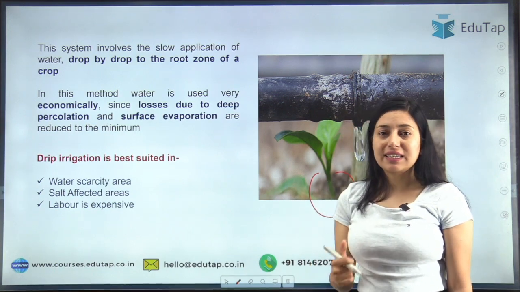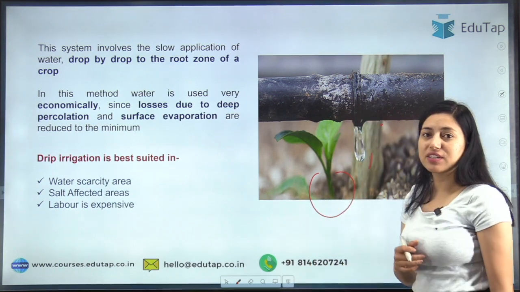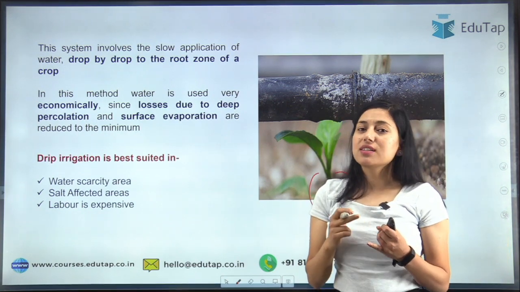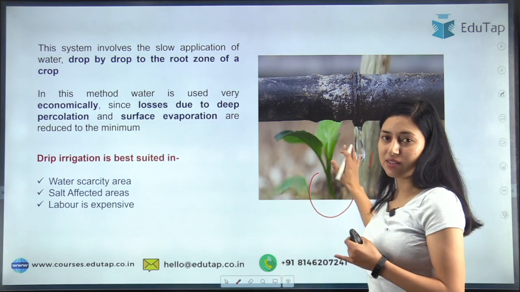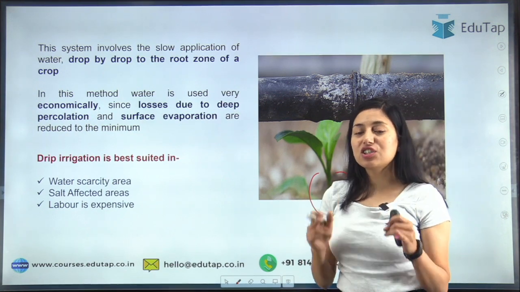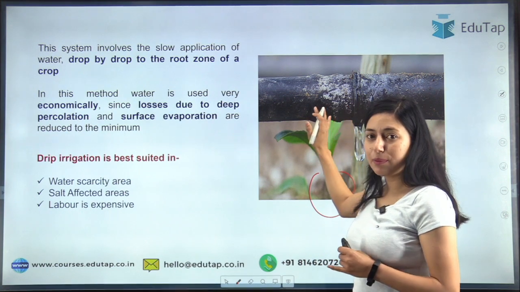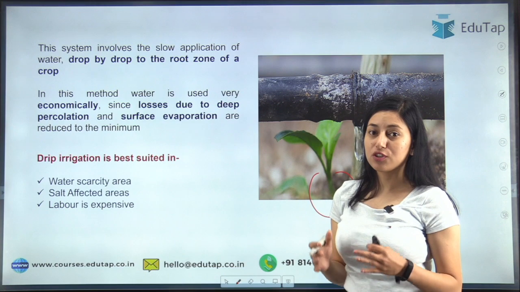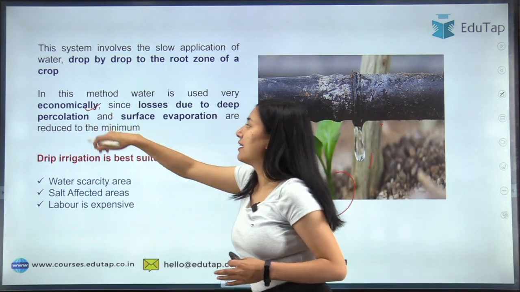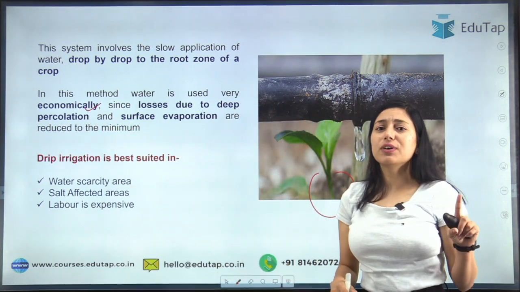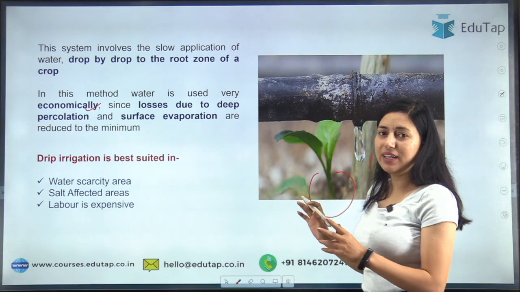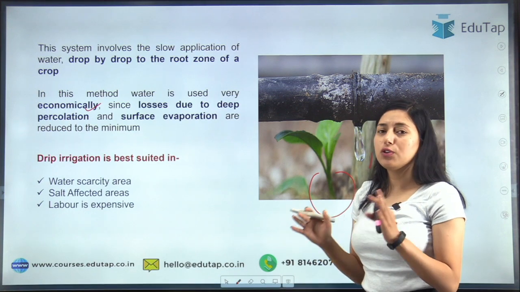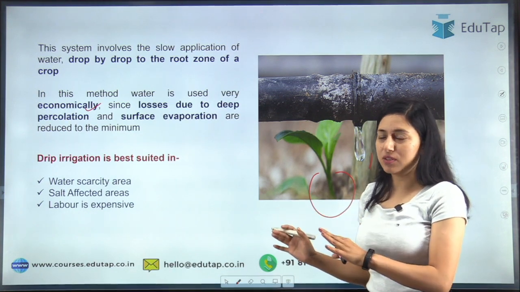Now, let's see the advantages of this type of irrigation system. This is called economical because the initial cost is high for installation of the drip system. You have to bear just the initial cost for installation of this type of system. After that, you don't need any labor for the irrigation. So that is why it is called an economical system. Only once you have to install this drip in your field and bear the installation charges. Rest, you don't have to bear the expenses for labor.